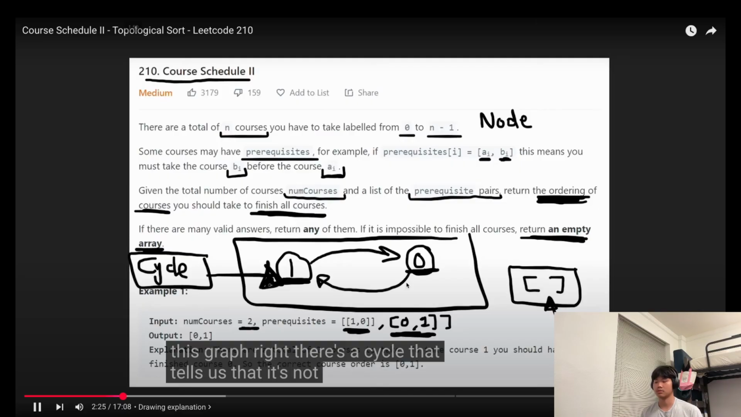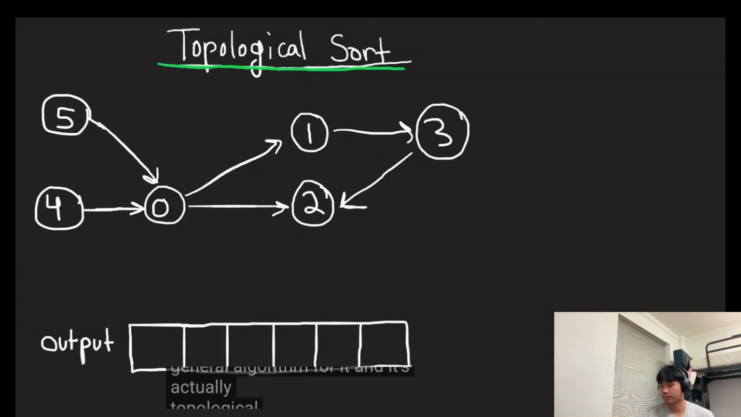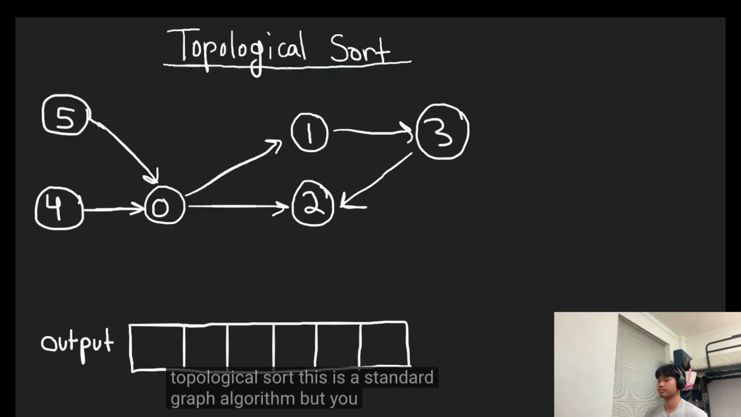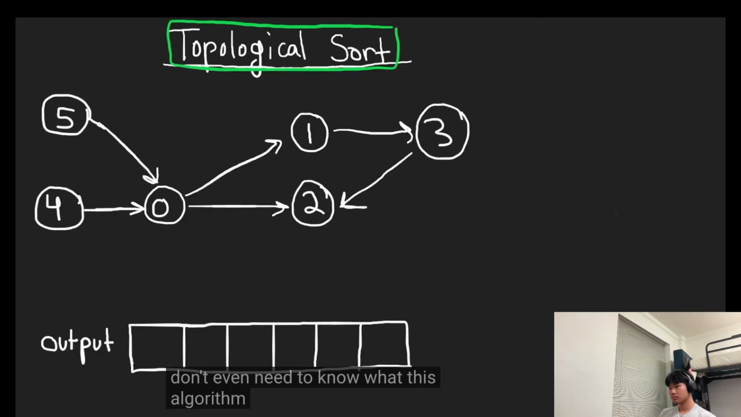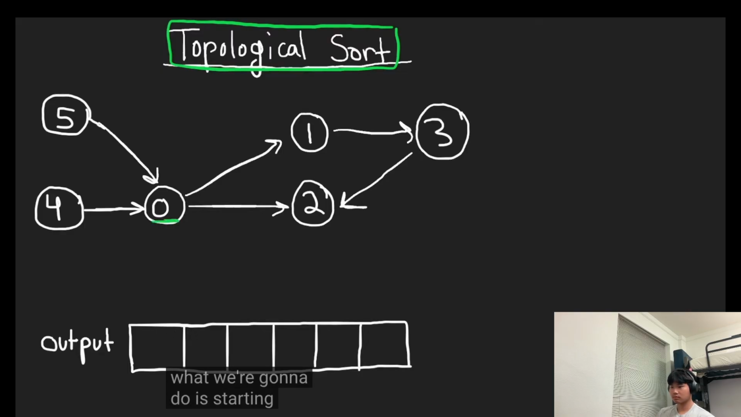Yeah, that's not possible. So now let's actually look at the general algorithm for it, and it's actually topological sort. This is a standard graph algorithm, but you actually don't even need to know what this algorithm is when you solve this problem. This problem actually teaches you what topological sort is. So similar to course schedule 1, what we're going to do is starting at every single node, we're going to run depth first search on the node.